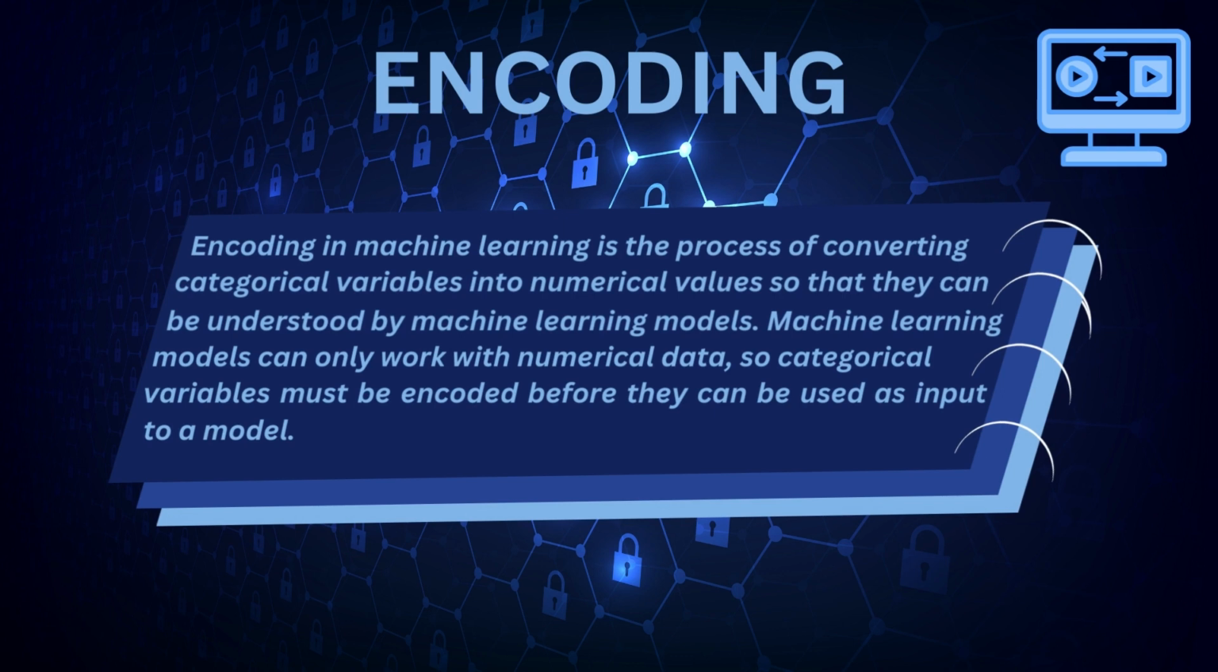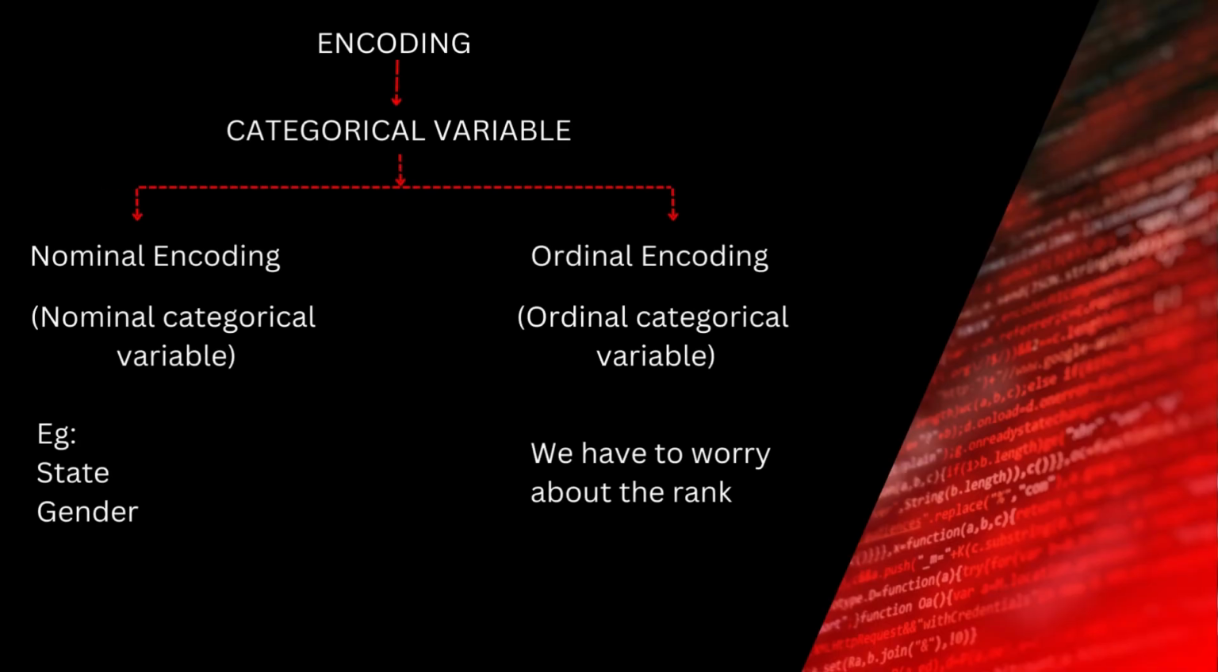Let's understand what the different encoding techniques are. Here our encoding is performed on categorical variables, and we have two types of encoding: nominal encoding techniques and ordinal encoding techniques. These are the two types of techniques which we use. Nominal encoding techniques are used for nominal categorical variables. So what are they?